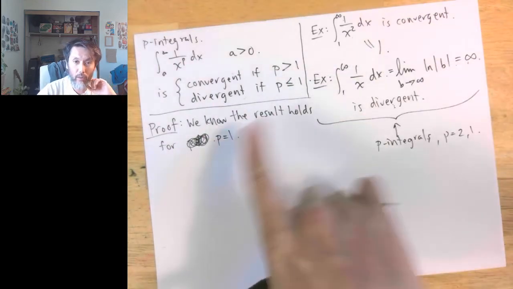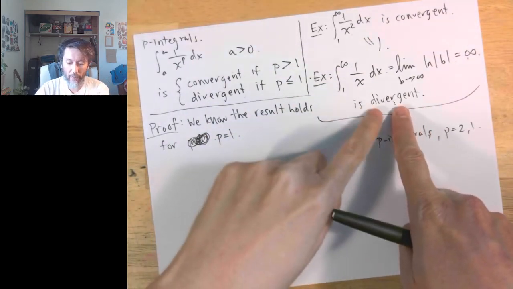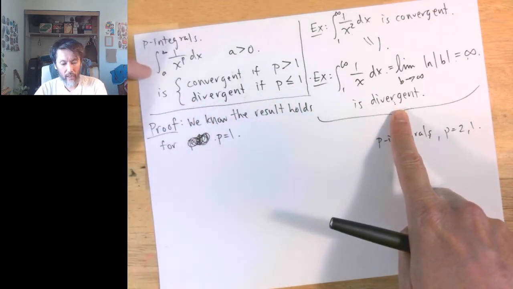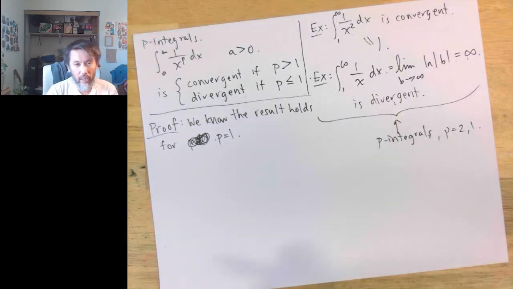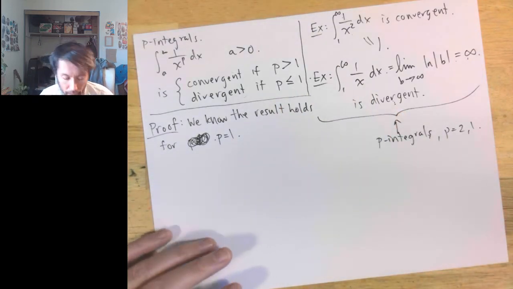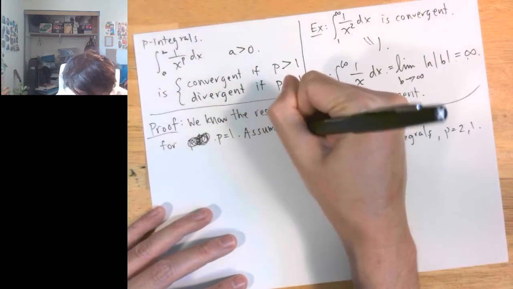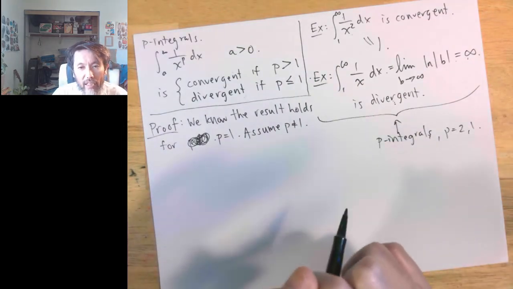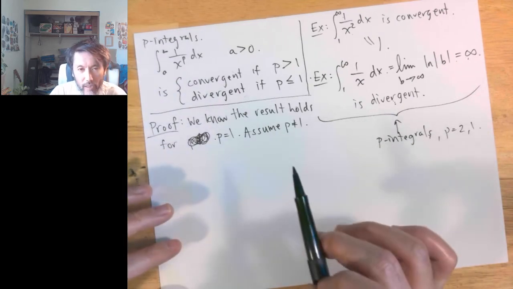Because when p is equal to 1, we get this integral right here, which we already know is divergent, and that result is consistent with this line right here, that this p integral is divergent for p less than or equal to 1. Okay, cool. So assume p is not 1. There's no reason for us to deal with that case anymore once we've taken care of it.